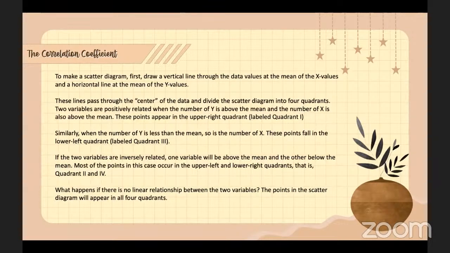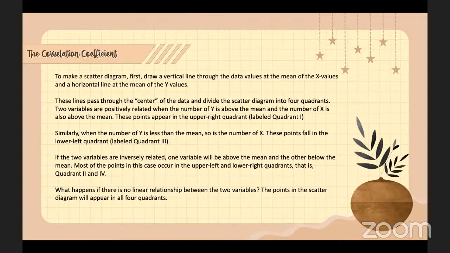If the two variables are inversely related, one variable will be above the mean and the other below the mean. Most of the points in this case occur in the upper left and lower right quadrants, that is quadrant 2 and quadrant 4. But what will happen if there is no linear relationship between the two variables? The points in the scatter diagram will appear in all four quadrants.